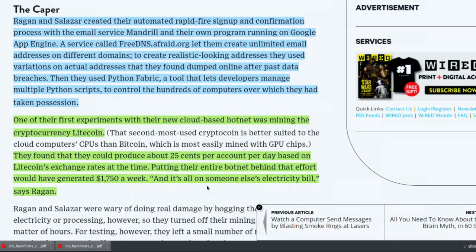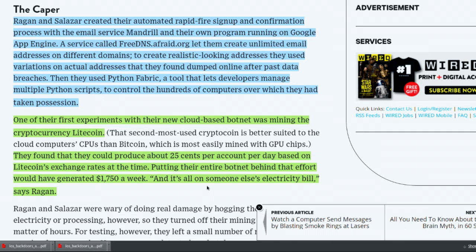Well, check this out. Generating hundreds of dollars worth of crypto coin, that's like a fraction of one Bitcoin. He says here they found they could produce about 25 cents per account per day based on Litecoin exchange rates. Putting their entire botnet behind that effort would have generated $17.50 a week on free services. Yeah, but how much work were they spending? If I spent more than 10 minutes a week on it, it's not worth $17.